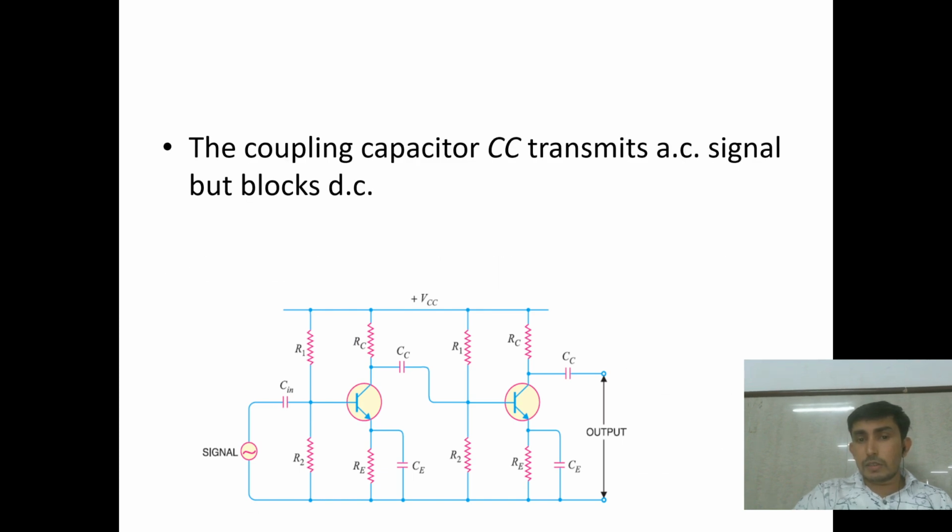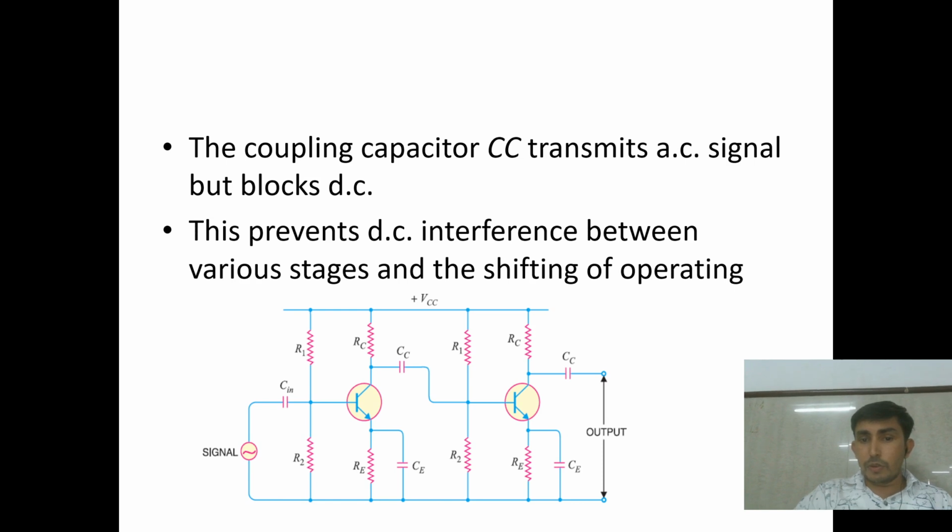Then we are using CC, which is called the coupling capacitor. We know very well the working of a capacitor: it blocks DC and allows AC to pass through it. Therefore, it provides the best DC isolation between two stages. If you want to couple two stages, we use a coupling capacitor to provide DC isolation.